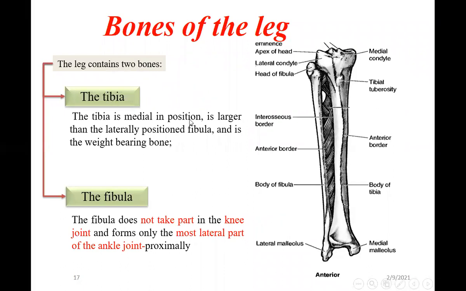The tibia is medial in position, is larger than the lateral bone, the fibula, and is the weight bearing bone. So this tibia is the thick big bone here in the leg compared to the lateral one, which is the fibula, a smaller bone. And this is present medial to this bone. Medial means towards the center, and it is weight bearing. So the weight from the body will be carried from the femur into this bone, not to this bone. So all the weight is borne by this bone.